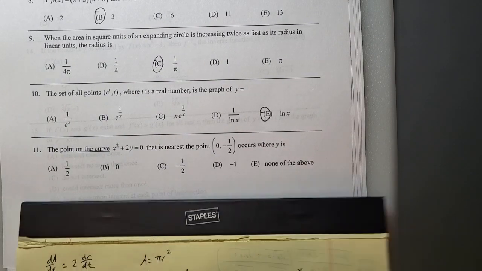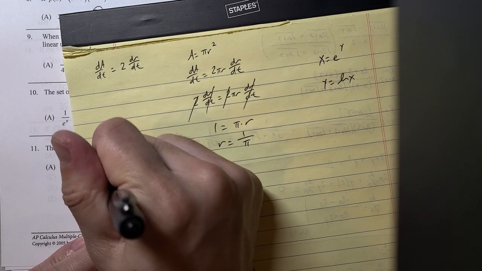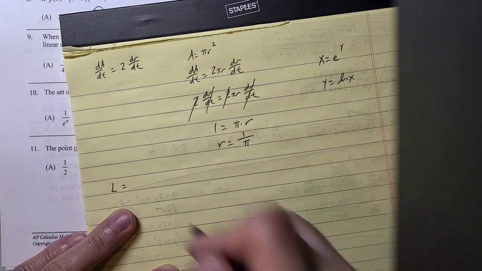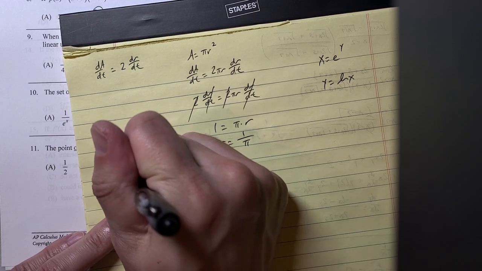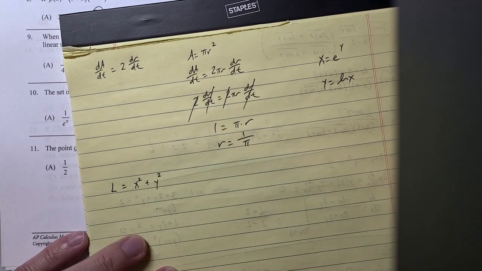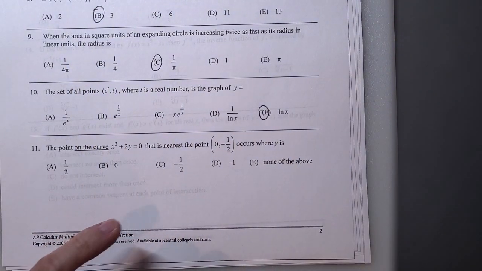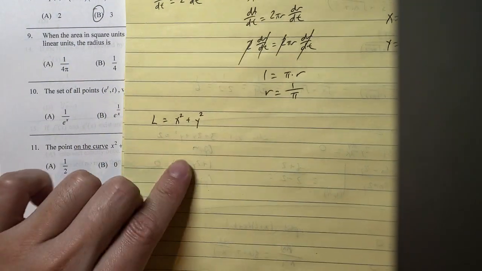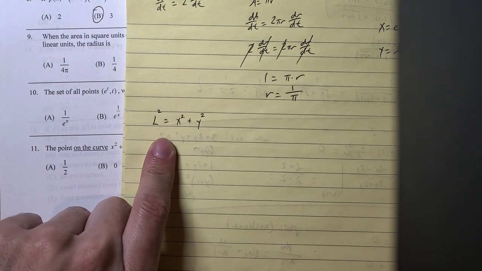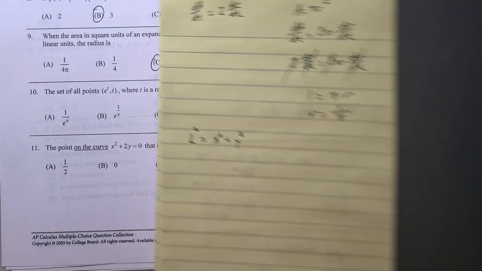So if we say the distance is L, I don't want to say D because we're going to differentiate in a bit, is x squared plus y squared, right? Something like that. I'm not sure if that's a good notation, but this should sound familiar, right? L squared, sorry, is x squared plus y squared. Distance squared is x squared plus y squared, okay?